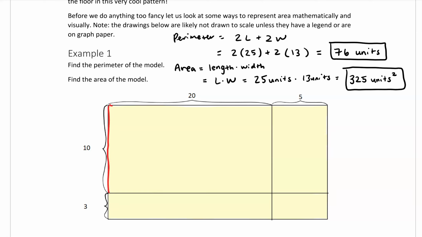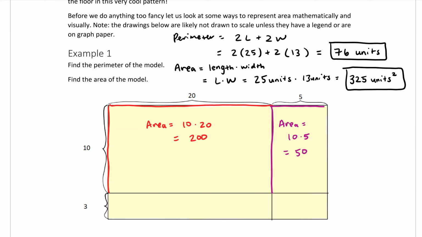Since this is 10 and this is 20, the area of this piece here is going to equal 10 times 20. Actually, I'll just exclude the units for now and I'll add them in later. So 10 times 20 is equal to 200. And then this rectangle, this is 10 and this is 5. So the area here is going to equal 10 times 5, which is equal to 50.